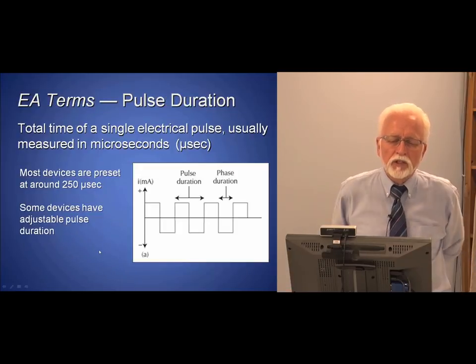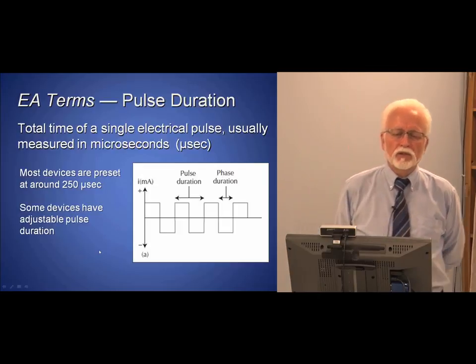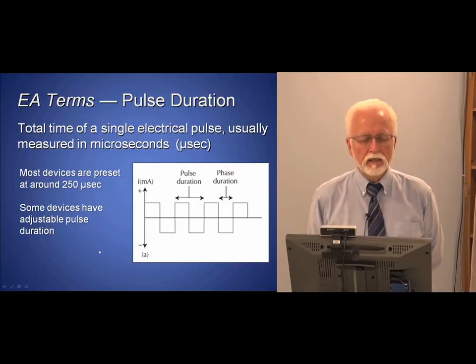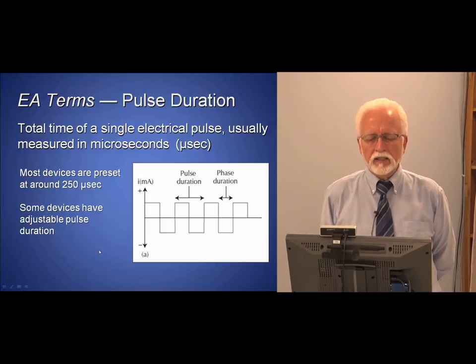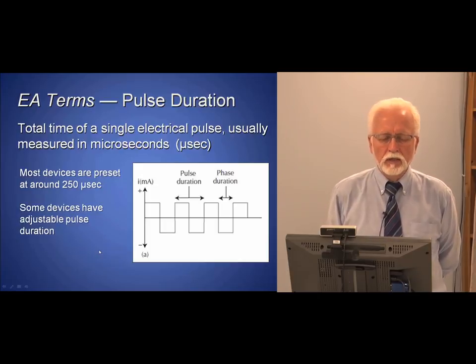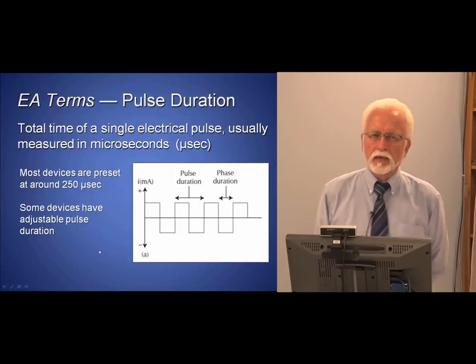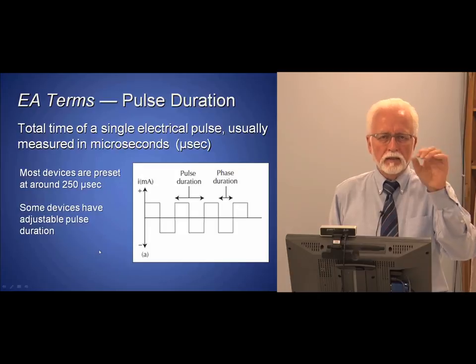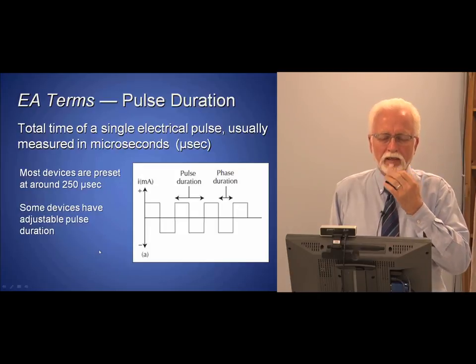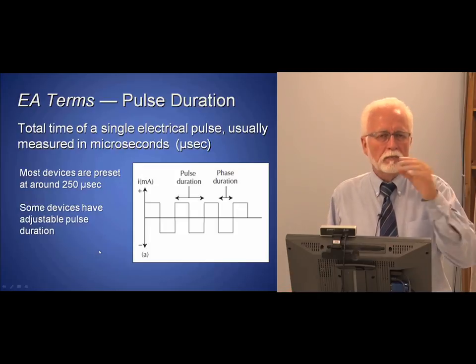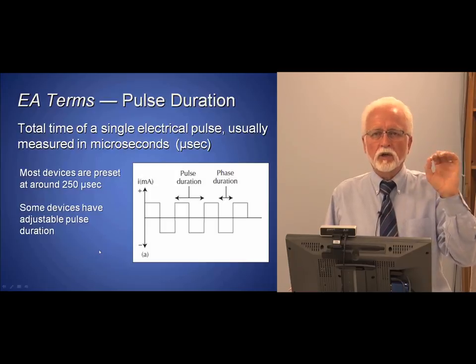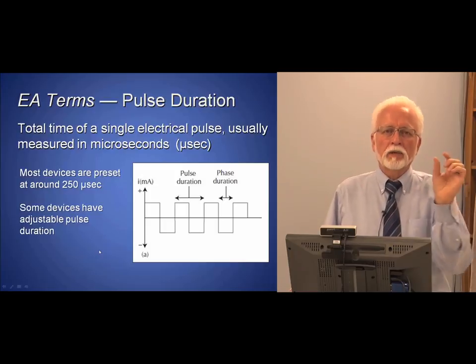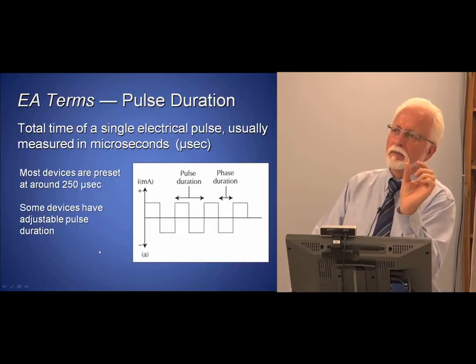And then pulse duration. This is the time of a single electrical pulse, usually measured in microseconds. Most devices, the pulse duration is going to be set to 250 microseconds. So this is a very short duration of that pulse that's going out. And remember, these pulses are going out at so many pulses per second, but the duration of each pulse is in the microseconds.